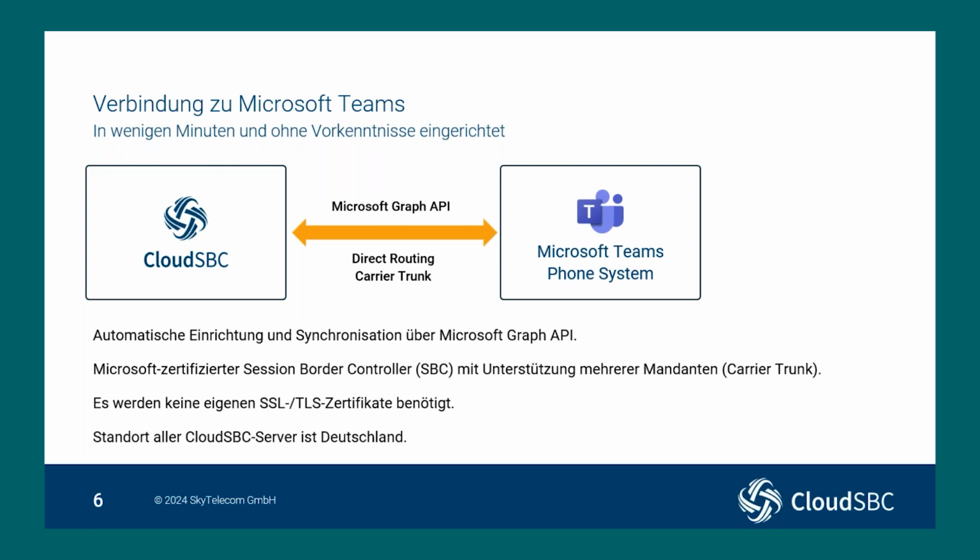When you read documentation about how to start with direct routing, there is this, you need this and that, and certificates and whatsoever. As the direct routing trunk is between the CloudSBC and the Microsoft Teams phone system, there's not even a need for our own TLS SSL certificates. And all CloudSBC servers are located in Germany, and it's all compliant to the EU GDPR rules.